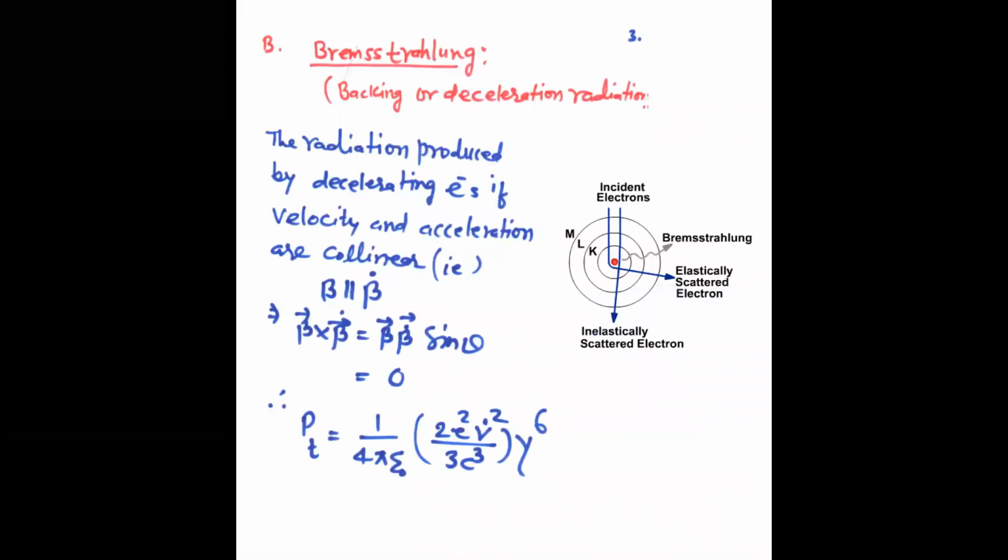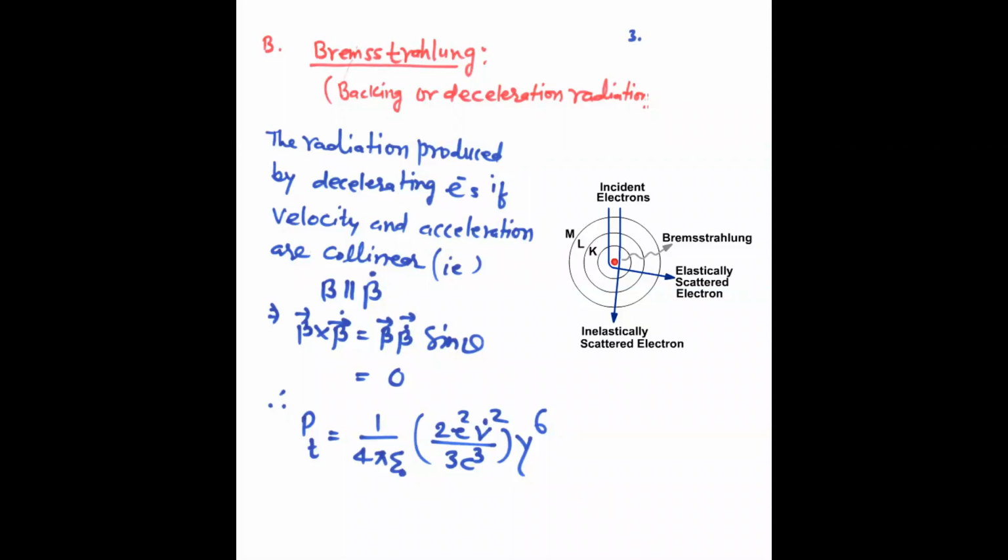The second application is Bremsstrahlung. How many of you know about the Bremsstrahlung phenomena? Bremsstrahlung phenomena is basically related with the accelerators or synchrotron. And it is the phenomena which is responsible for producing X-rays. You all know, I think, how X-rays are produced.